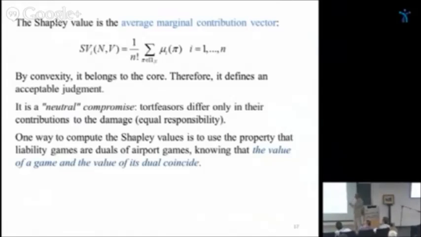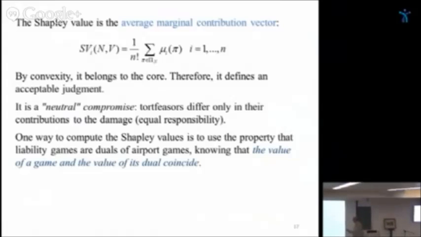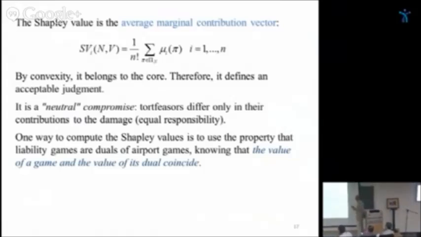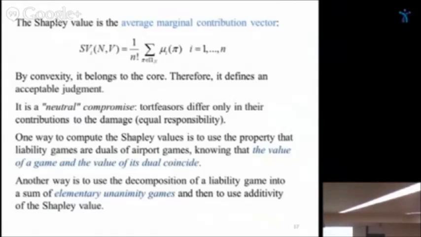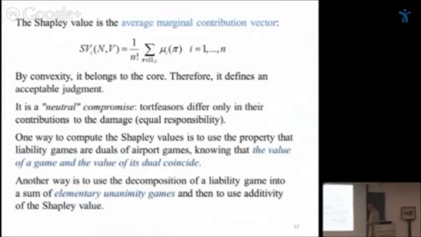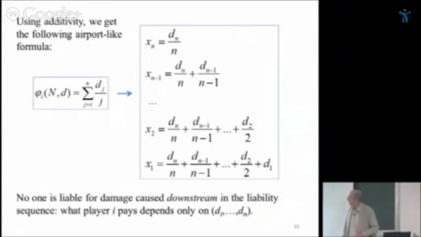What would have happened? So liability games are duals of airport games, and there is a proposition that says that the value of a game and its dual actually coincide. There is another way, of course, which is to observe that a liability game can be decomposed as a sum of elementary unanimity games of that form. So here I can decompose the liability game as a sum of unanimity games with respect to the coalitions 1 to i. Using symmetry and null player, we know the Shapley value of a unanimity game, so that we get this very simple formula, which is nothing else than the airport formula.